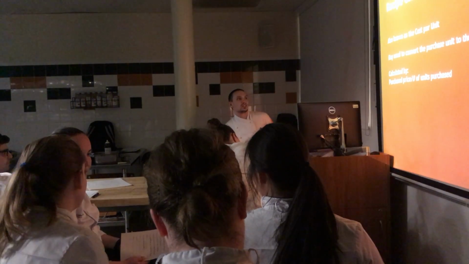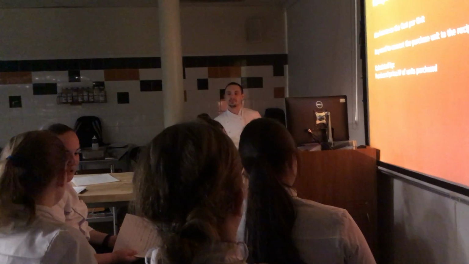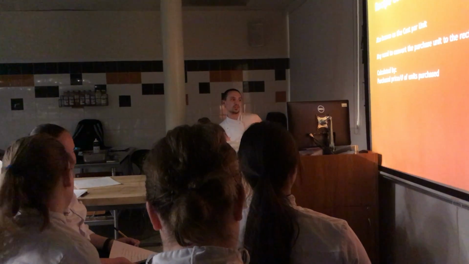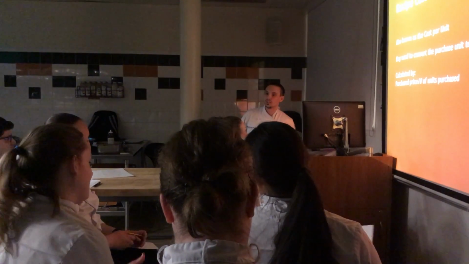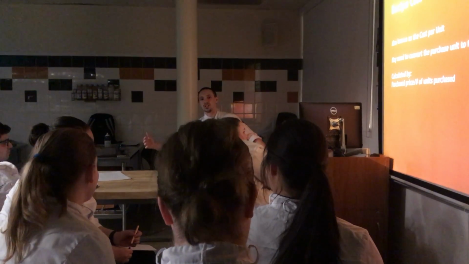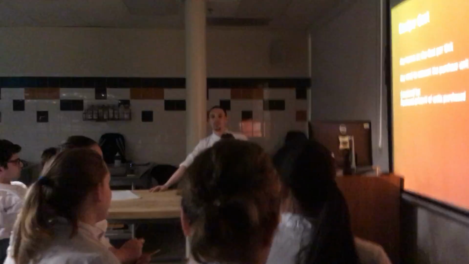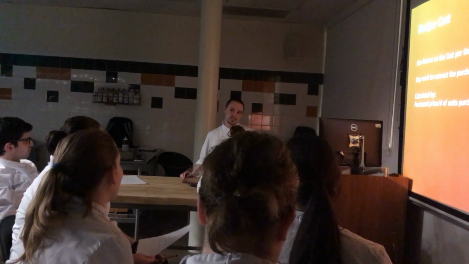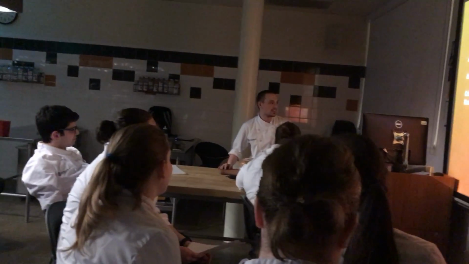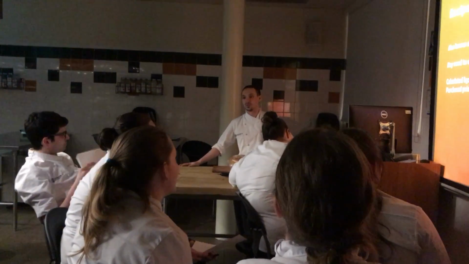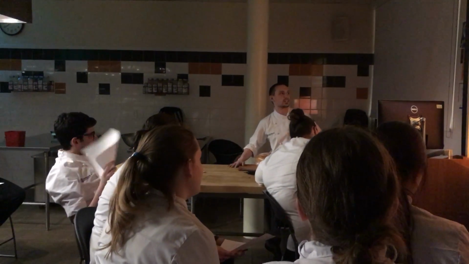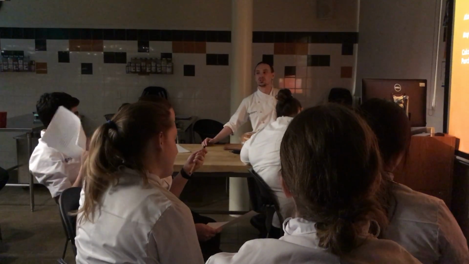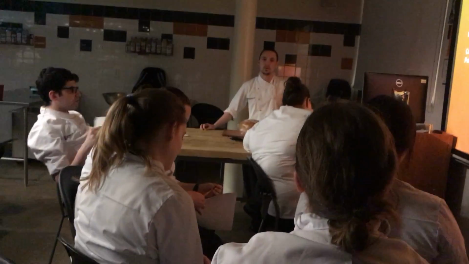So the recipe cost is also the cost per unit. You may need to convert the purchase unit to the recipe unit. So say you purchase 1 pound, you may need to go from pounds to ounces. So the best way for this is to figure out how much it's going to cost for 1 ounce.